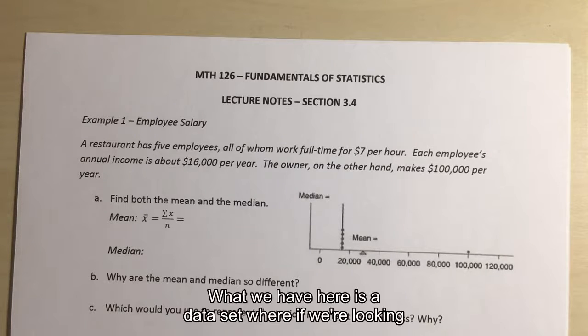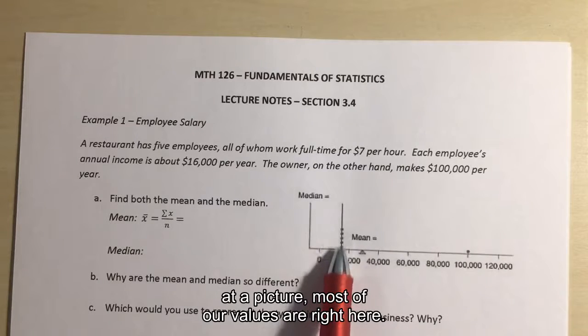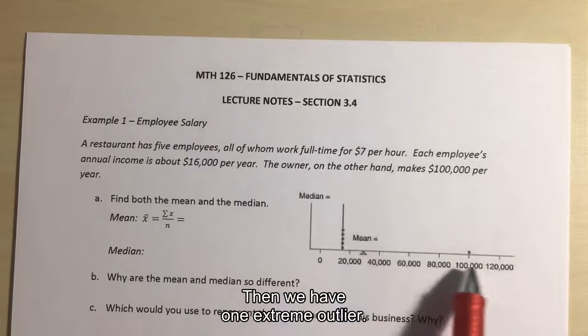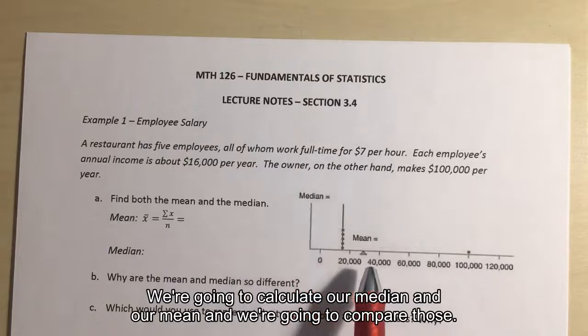So what we have here is a data set where, if we're looking at our picture, most of our values are right here. And then we have one extreme outlier. And we're going to calculate our median and our mean, and we're going to compare those.